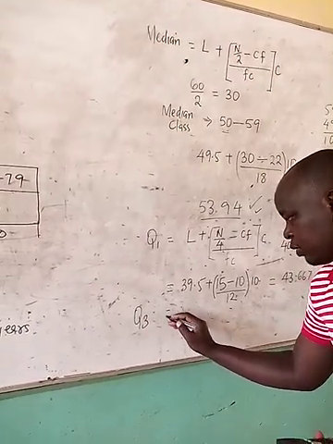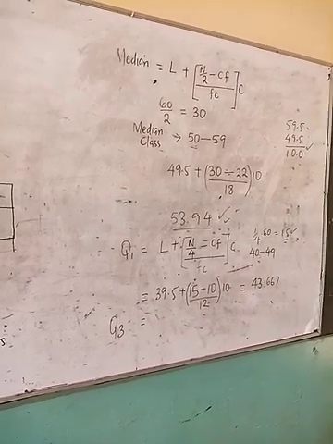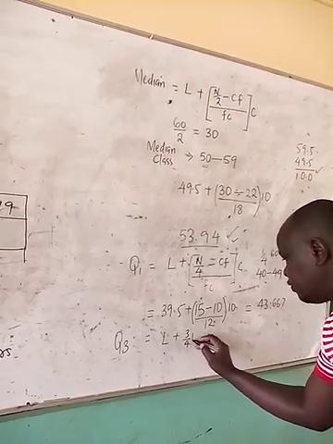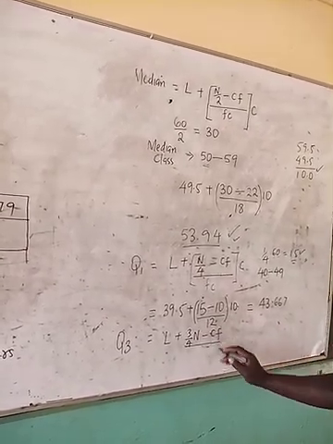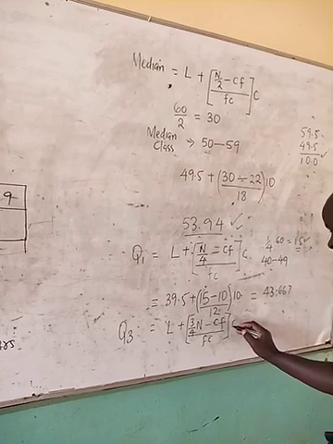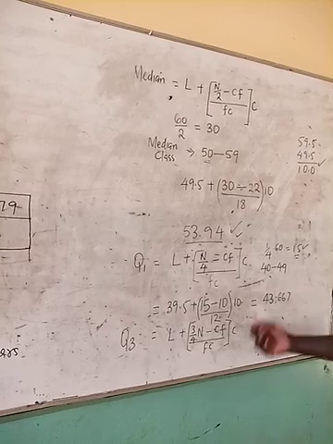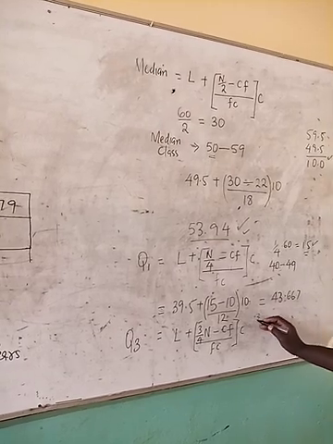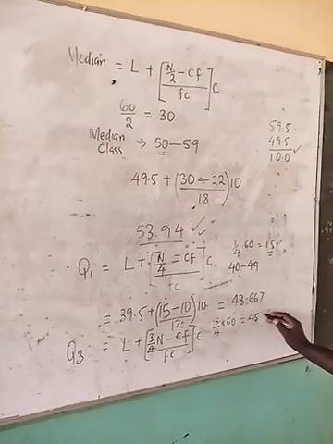Q3, which is the upper quartile, the formula: lower limit of that class plus 3/4 of n minus cumulative frequency before that class, over frequency of that class, times the class interval of that class. So we just need to know the class where it falls. 3/4 of total frequency, 3/4 times 60, will give us 45.